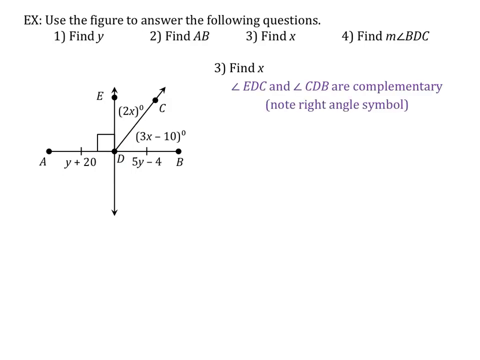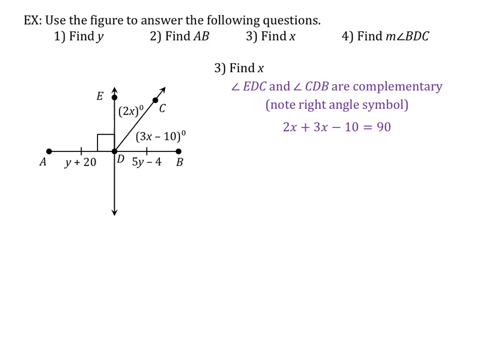So you might have noticed that EDC and CDB are complementary because we have a right angle right here, so that means that this is also a right angle because those two lines are perpendicular. So that means that 2x plus 3x minus 10 is equal to 90 degrees.